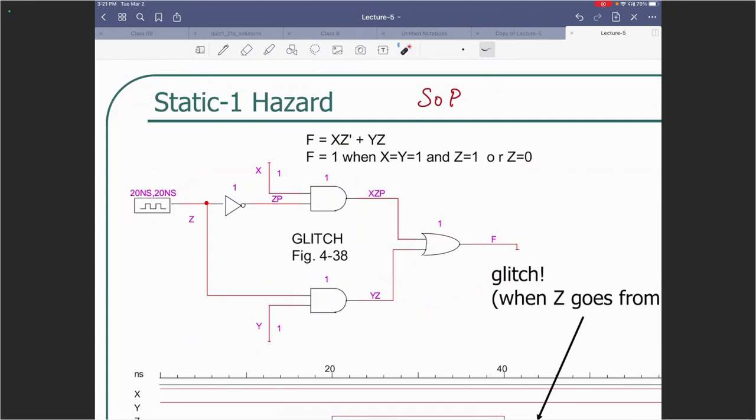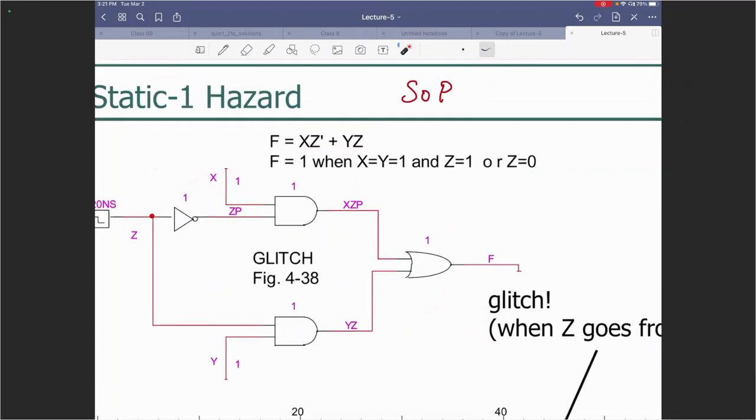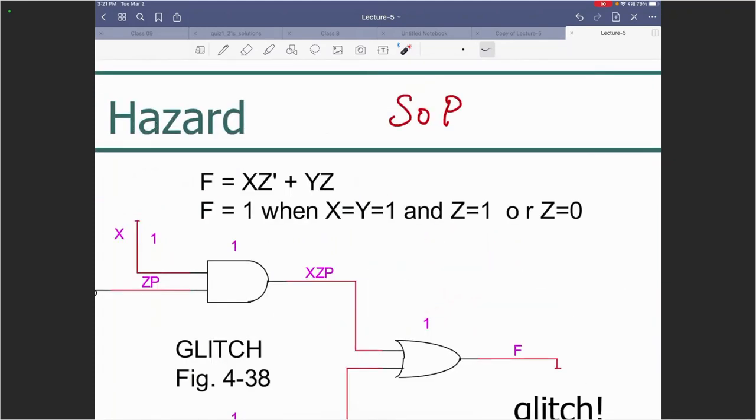Now, if you look more closely at that function, if you were to hold X and Y to a 1, don't change them. Let's just make X 1, Y 1. No matter what Z is, F will be 1, right? That's the function. Because you have Z complement here, you have Z there.